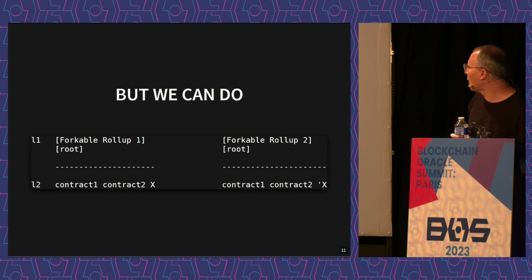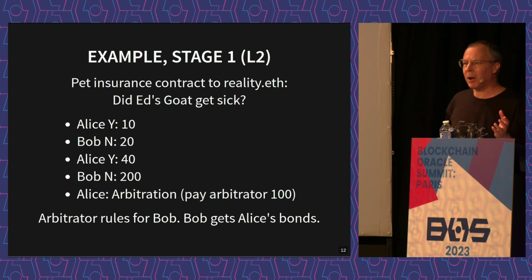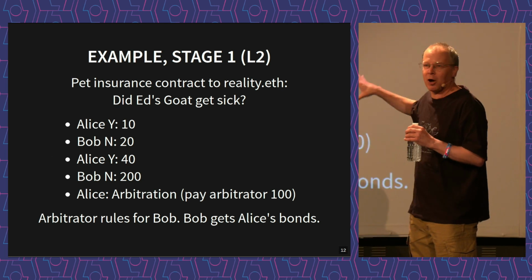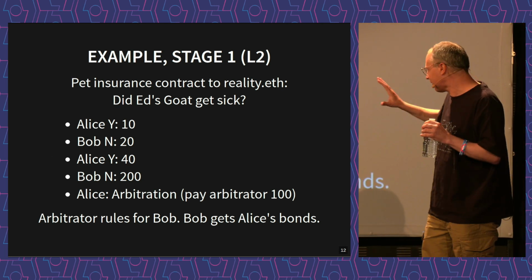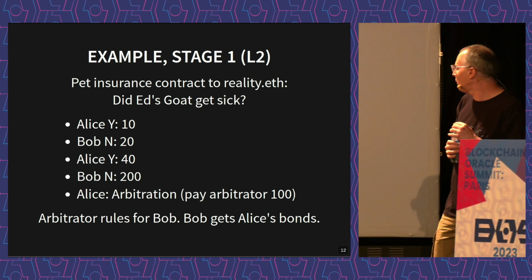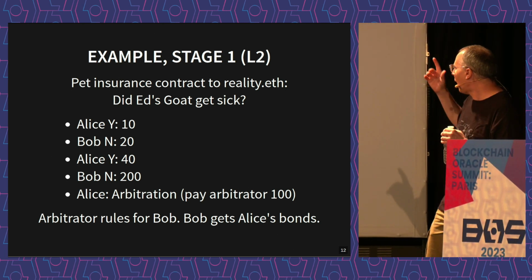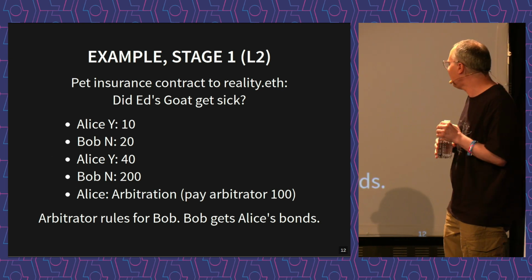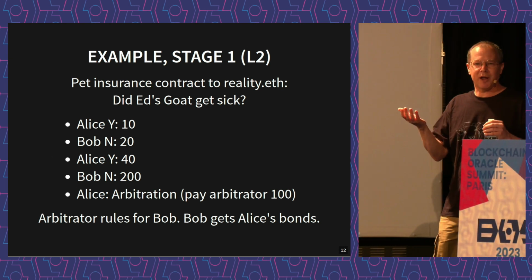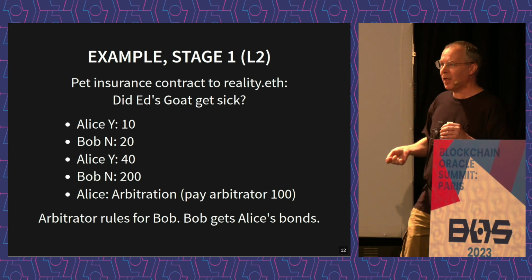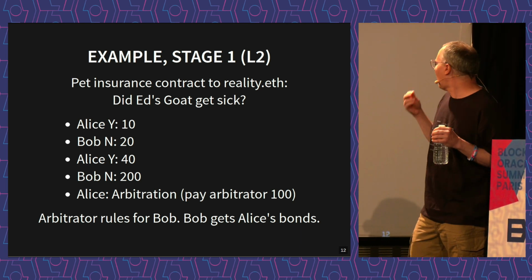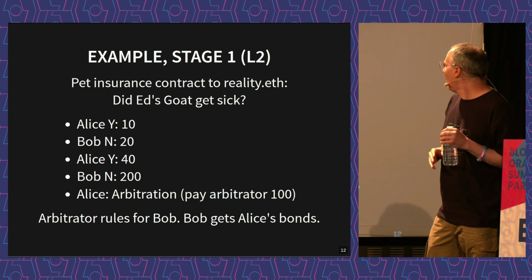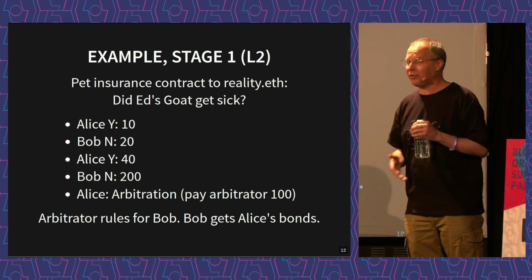So let me take you through an actual example. I'm going to do this with Reality ETH, which I maintain, but this part could be done with another oracle, using the same kind of fallback dispute resolution mechanism. So let's imagine that I've insured my goat against getting sick, so I can pay the vet bills. When we come to settle that, I'm going to try and make a claim. The insurance contract's going to send a message to reality.eth. And then somebody can answer the question.